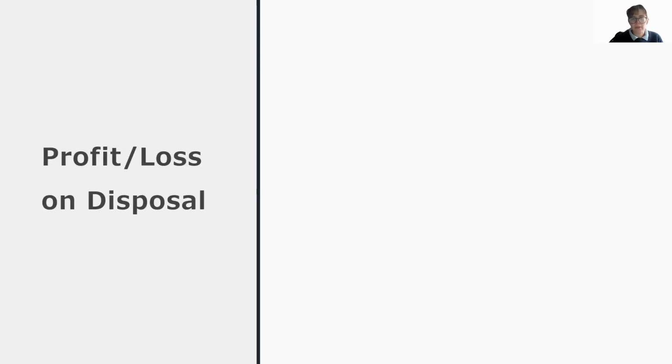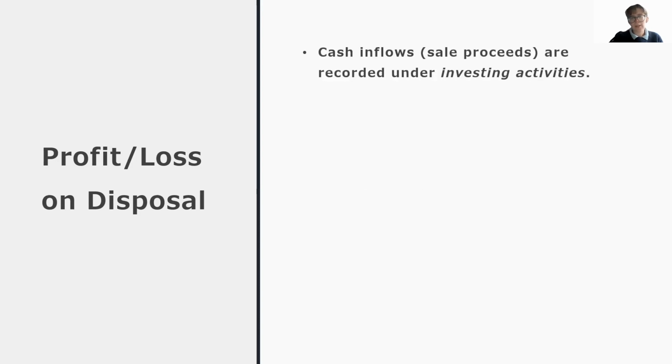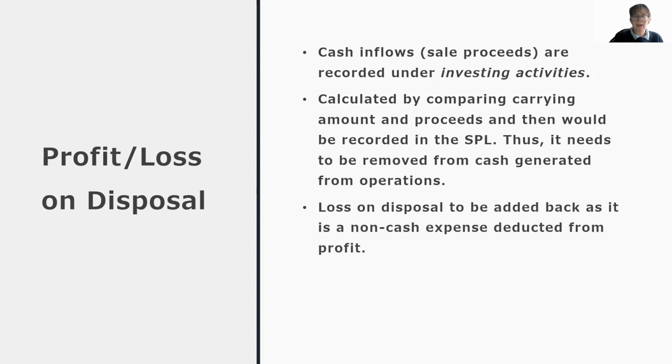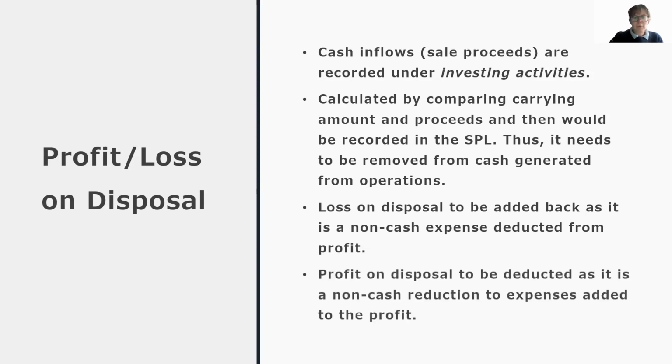Profit or loss on disposal then. Cash inflows, so we're looking at sale proceeds here, are going to be recorded under investing activities. It is calculated by comparing the carrying amount and the proceeds, and then we would be recording it in the statement of profit or loss. Thus, it is important that we remove this from cash generated from operations. A loss on disposal is going to be added back as it is a non-cash expense deducted from our profit figure. And on the other hand, if it is a profit on disposal, it needs to be deducted from the profit because it is a non-cash reduction.